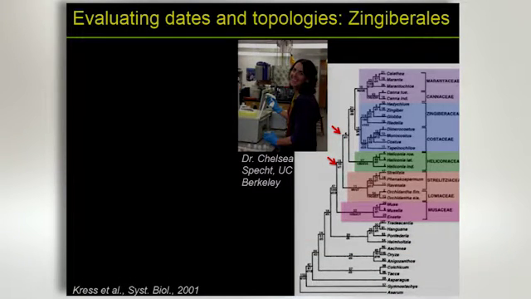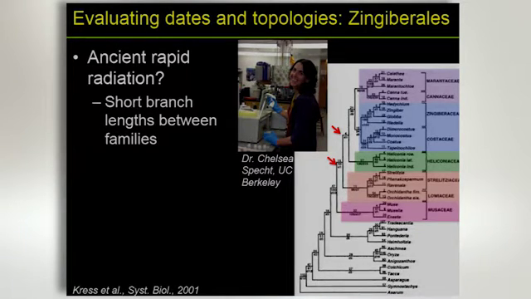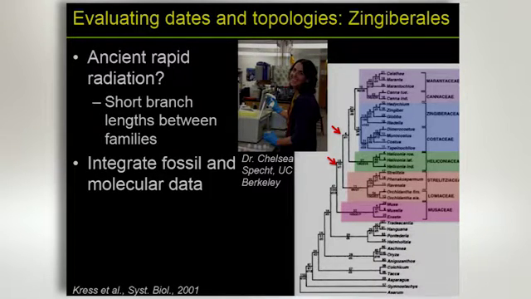So for the rest of the talk, I'm going to focus on one of the projects that I'm working on with Chelsea, which is looking at Zingiberales' evolutionary history. And we started working on this group because we thought it was interesting. It's hypothesized to have undergone an ancient rapid radiation. There are very short branch lengths between the families that support that. And we figured, well, if we can really integrate well the fossil and molecular data, maybe we can adjust this and figure out how the characters have evolved, when and where the Zingiberales evolved.